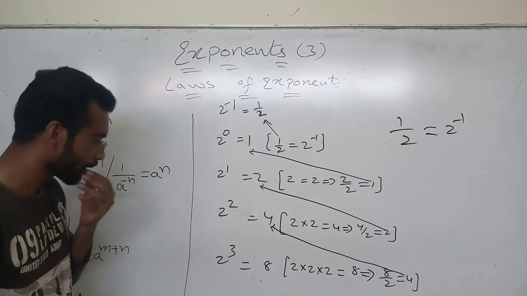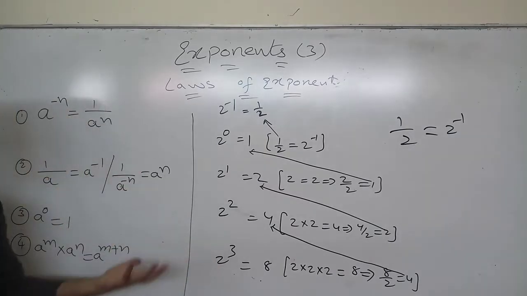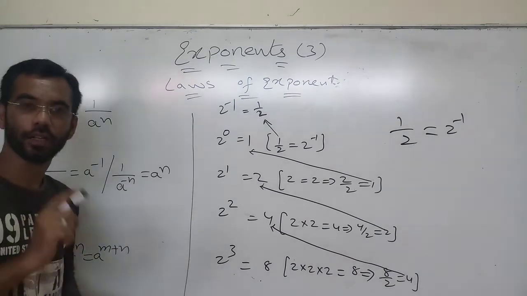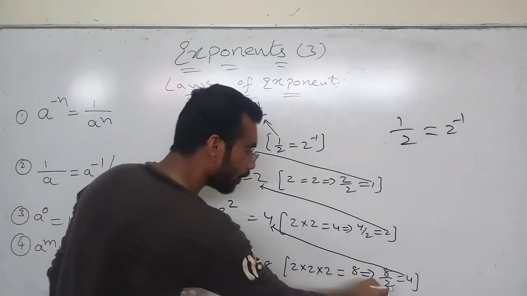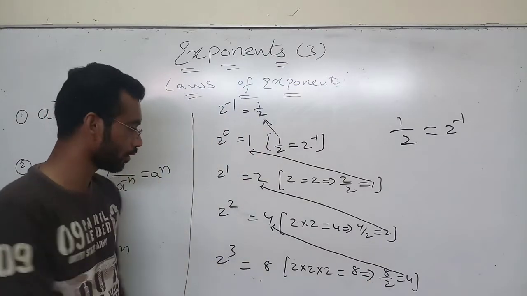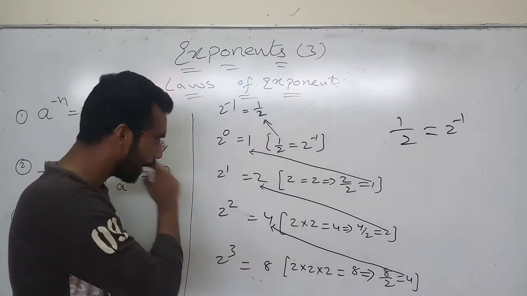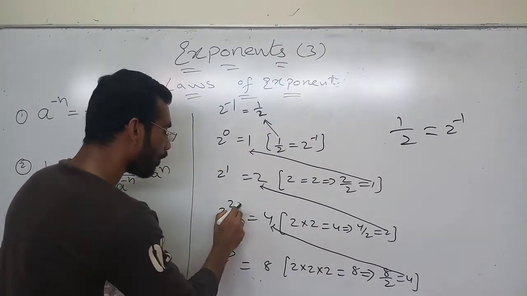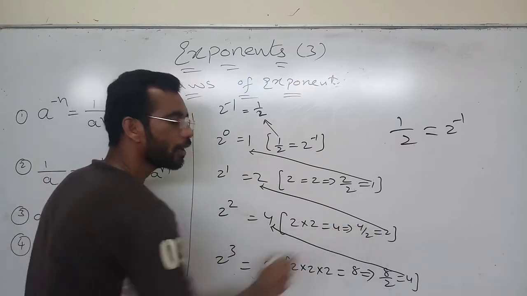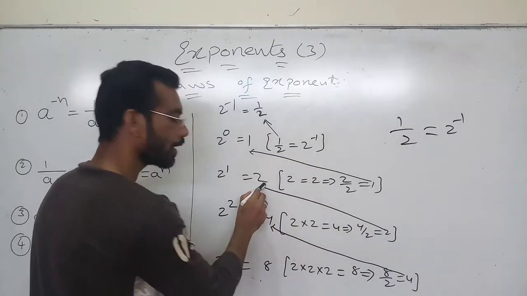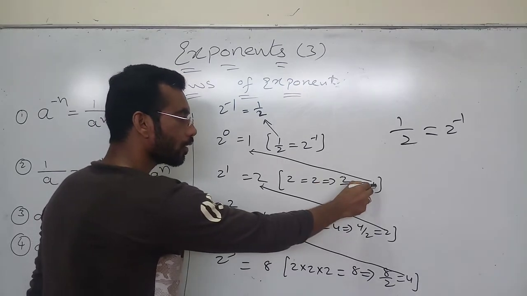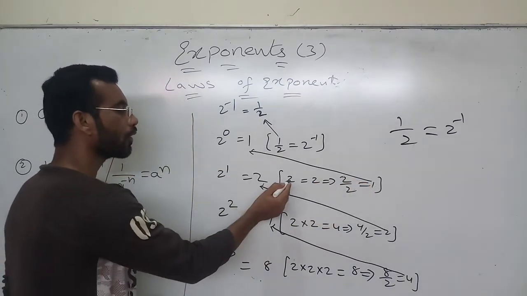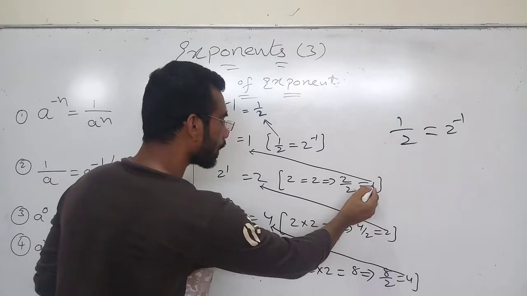Now see here, the logic behind anything to the power of 0, except 0. Why is it 1? See here, 2 power of 3 will be 8. 8 divided by 2, how much are we getting? 4. 2 power of 2 will be 4. 4 divided by 2 is 2. 2 divided by 2 is 1. Here only 1, so we are writing only 1.